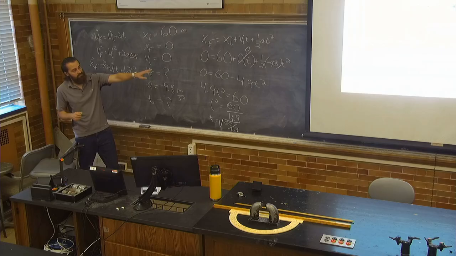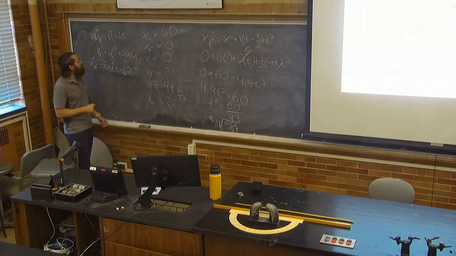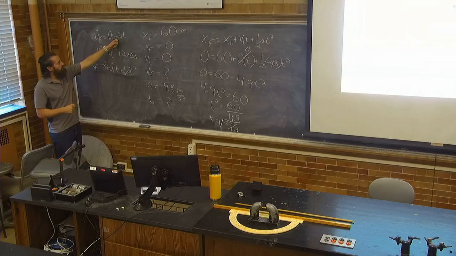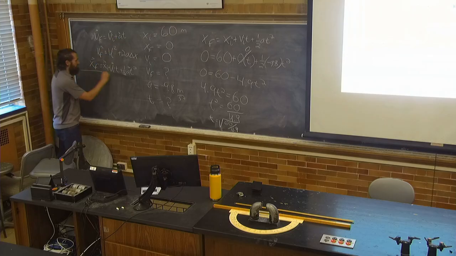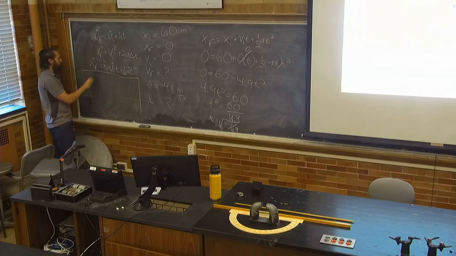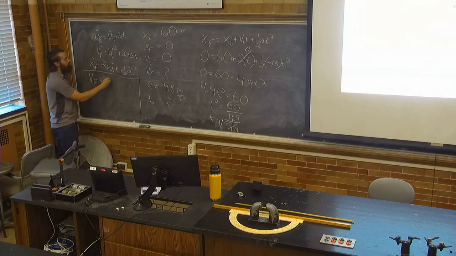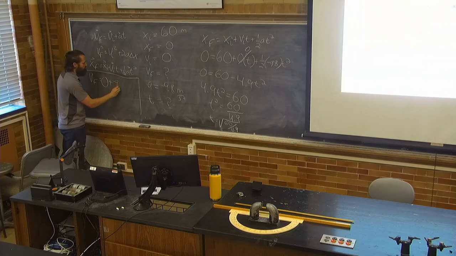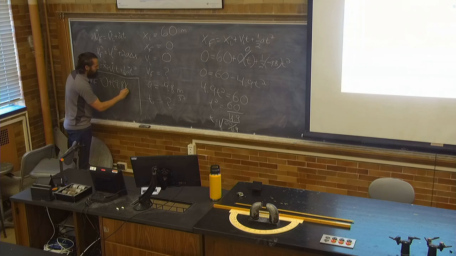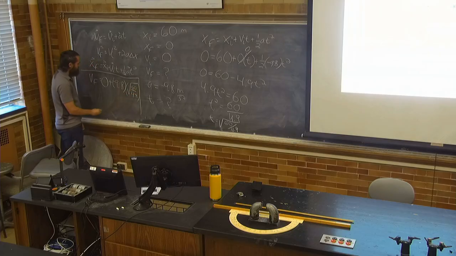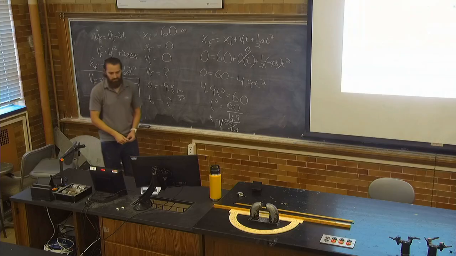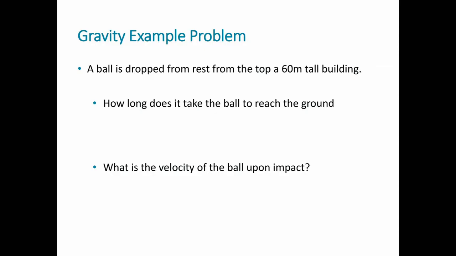And then to find the final velocity of the ball, I'll just pick this first equation. The final velocity is what we're solving for. Initial velocity was 0. The acceleration is negative 9.8. And the time is the square root of 60 divided by 4.9. You can plug that into your calculator and you'll get what the final velocity is.